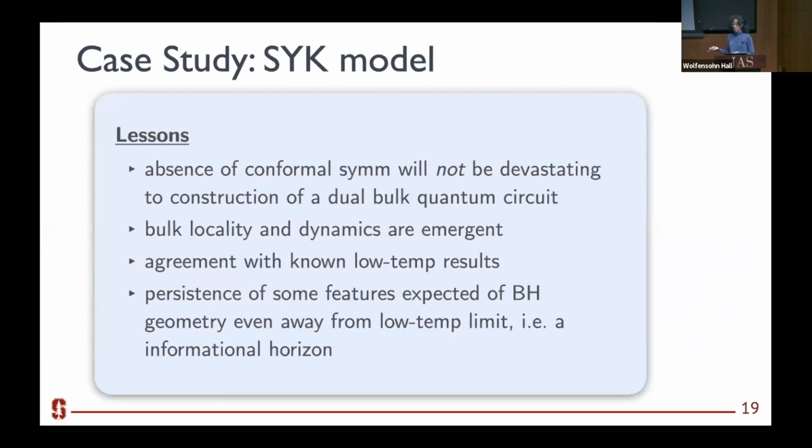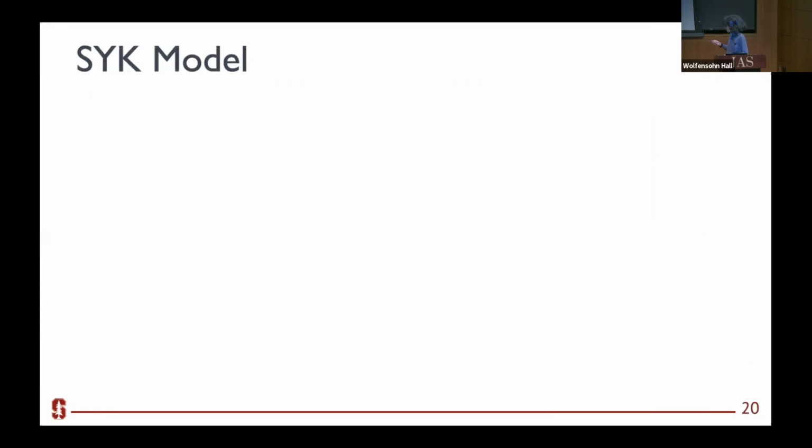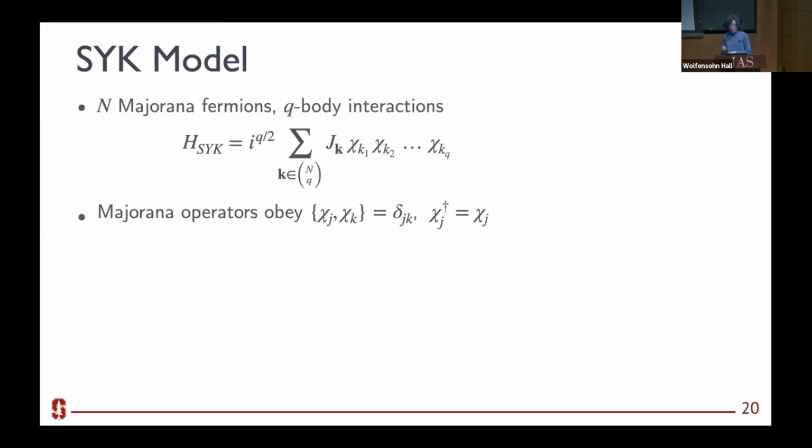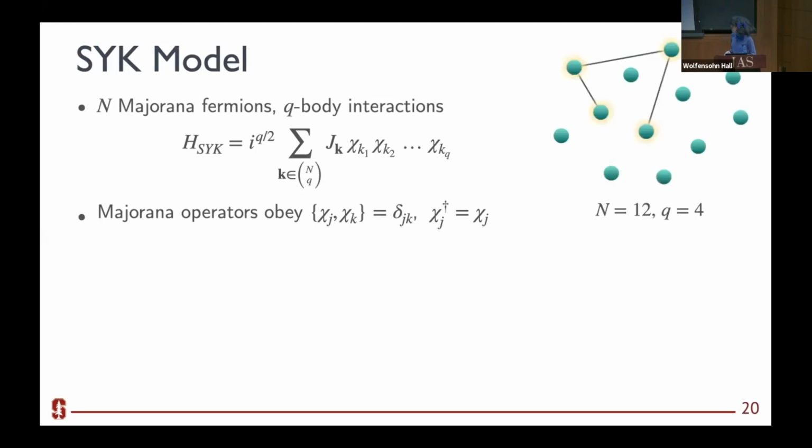So now let's actually look at an application of our protocol to the SYK model. So briefly, the SYK model is a model of n Majorana fermions with Q-body interactions among them. The Majorana fermions are defined to satisfy the fermionic algebra as well as a hermiticity requirement. And I have a cartoon here showing the fact that we're considering all groups of Q among the n fermions in our Hamiltonian.